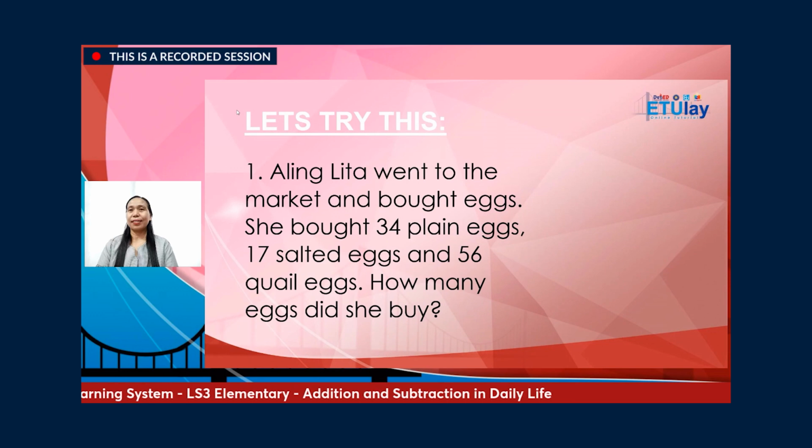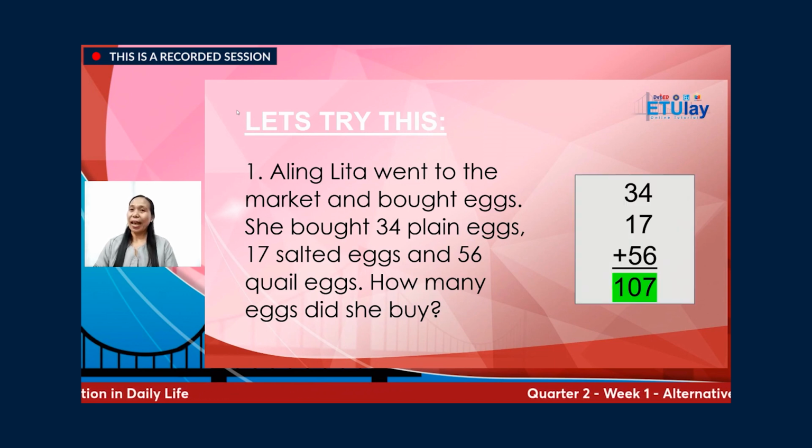Let's try this. Number 1, Aling Lita went to the market and bought eggs. She bought 34 plain eggs, 17 salted eggs, and 56 quail eggs. How many eggs did she buy? Excellent! The answer is 34 plus 17 plus 56 is 107.